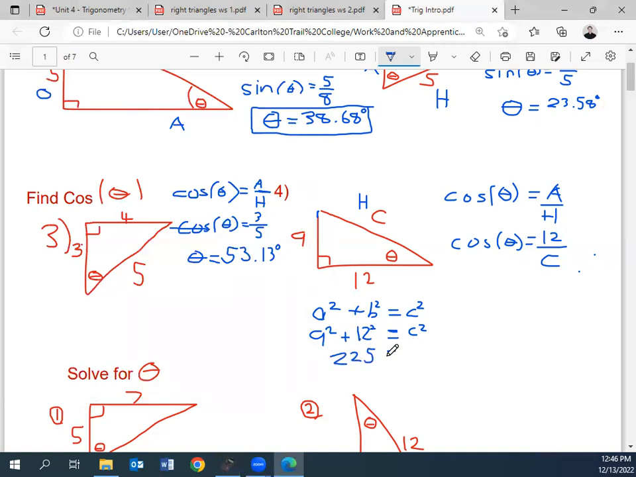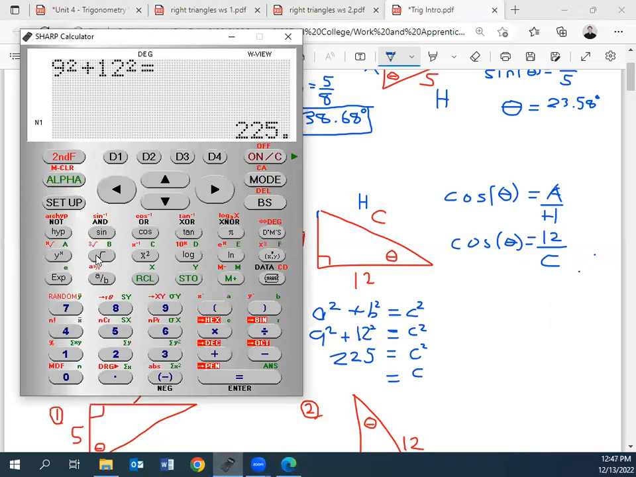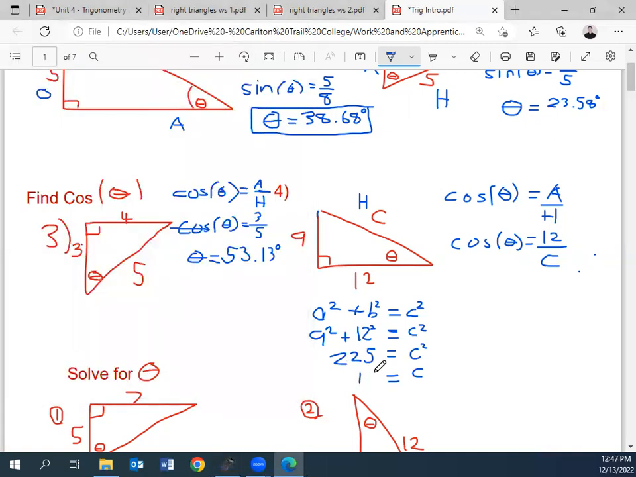But I'm not done, right? Because I don't care what c squared is. I care what c is. I need to take the square root, right? So I'm going to take the square root of 225, 15. Yeah, so now I know that c up here is 15. So I'm going back to my original equation up here. Instead of c, I'm gonna put 15 up there. And now I know how to solve this.